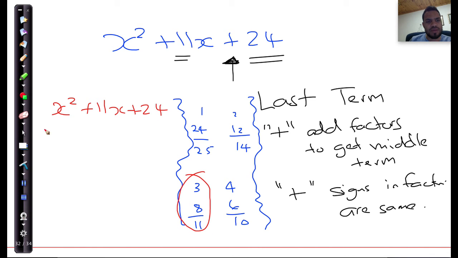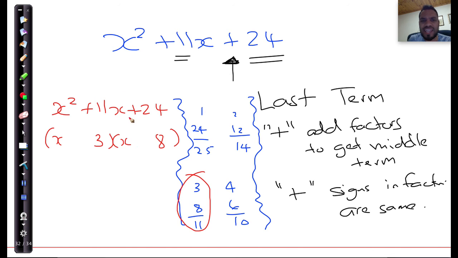So I'm going to say that's x, and that's x. I can just make it x and x whenever the coefficient in front of x squared is just 1. And now I'm going to say that one of the brackets must be 8 and the other bracket must be 3. The last term is positive, and that tells me that the factors must have the same signs. Both of these brackets must either have both negative or both positive.